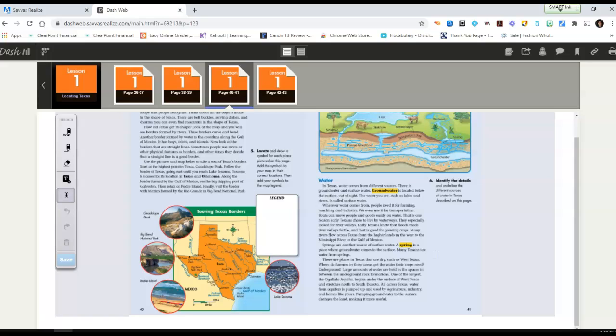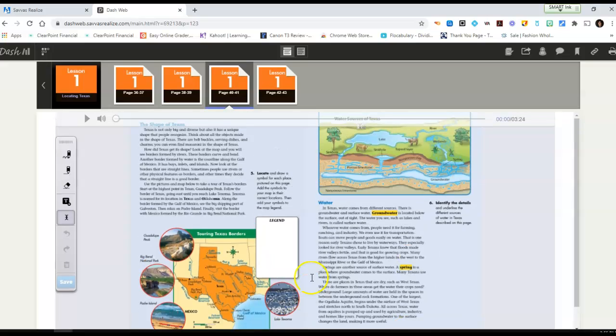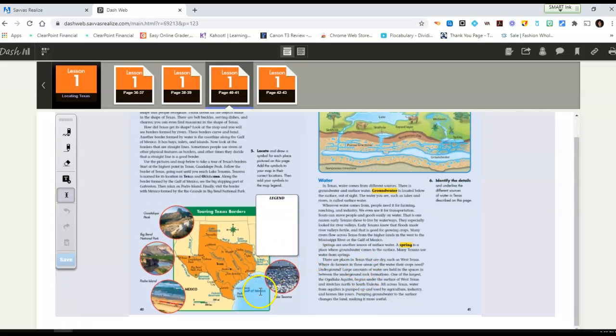One of the largest is the Ogallala Aquifer, which begins under the surface of West Texas and stretches north to South Dakota. All across Texas, water from the aquifers is pumped up and used by the agricultural industry and homes, like yours. Pumping groundwater to the surface changes the land, making it more useful.